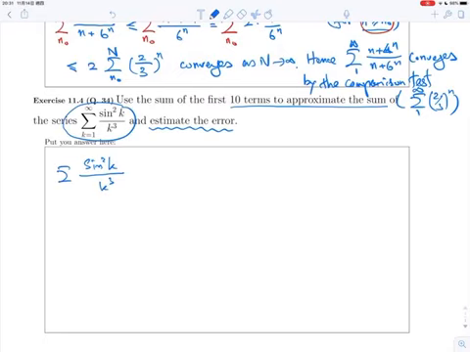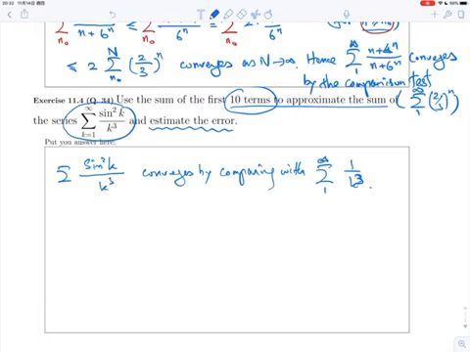So the sum converges by comparing with the sum over 1 over k to the power 3, which is known to be convergent, and you can apply integral test if it is needed. Okay, so the error term of estimating 10 terms can be done with the following.